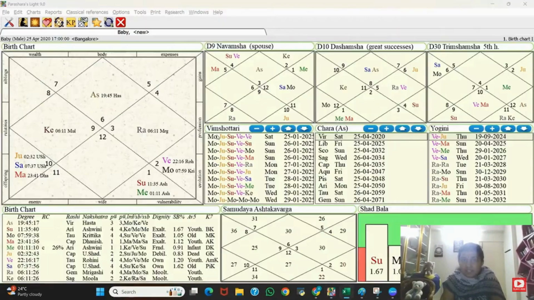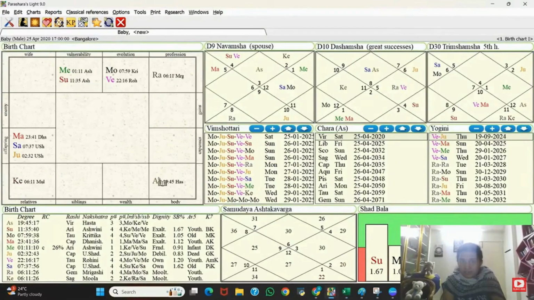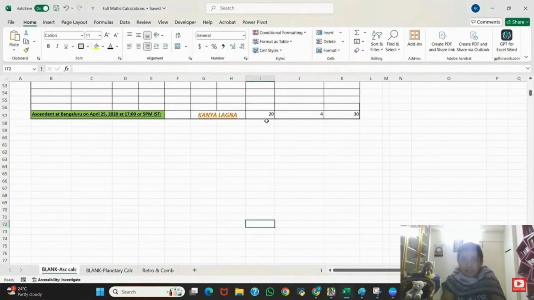Here you can see it is Kanya Lagna, and that's what you can see here, Kanya Lagna. And I'll show it in the South Indian also. So it's a Kanya Lagna here. Okay. Next, 20 degree 4 minutes 30 seconds is the time we got.